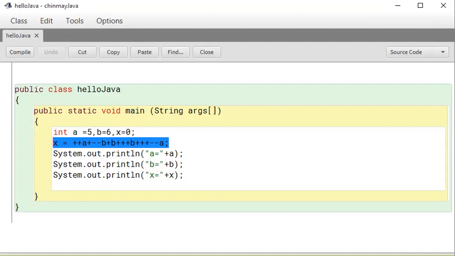Hello everyone. Let's try to find what is the output of the following Java program. The data given to us is a equals 5, b equals 6, x equals 0, and we have to find what will be the output of this equation. Based on that, we are doing System.out.print value of a at the end of the program, value of b, and value of x. So let's begin.